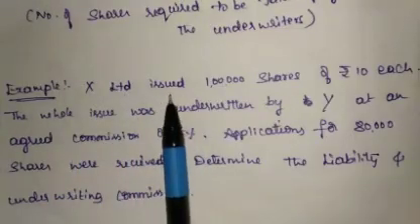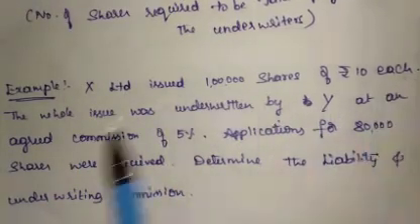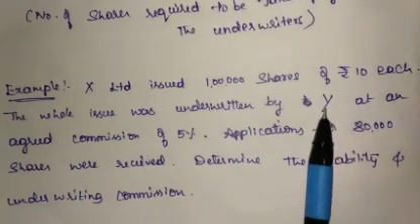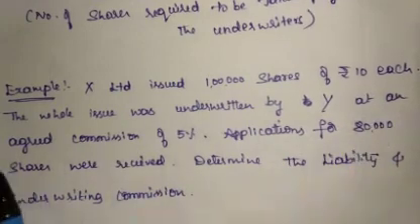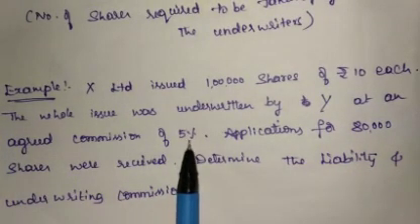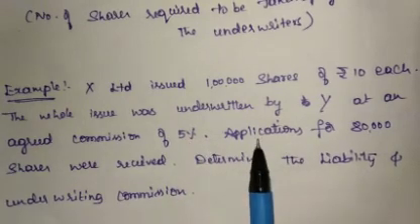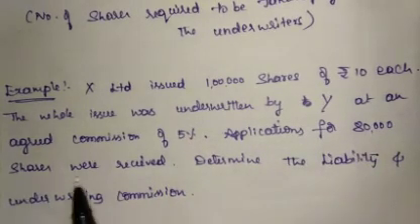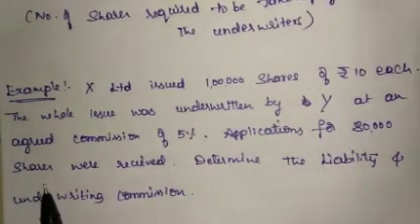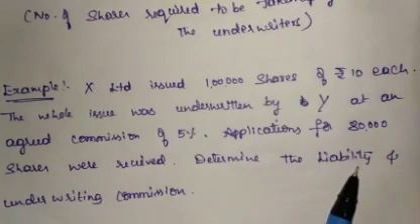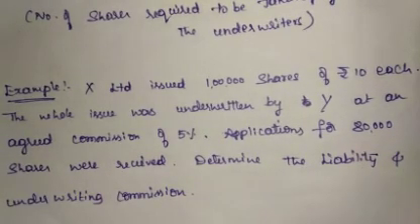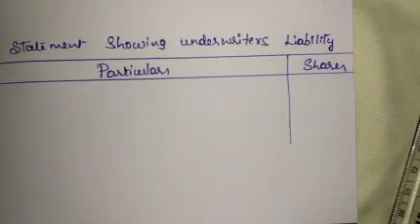X Limited issued 1 lakh shares of 10 each. The whole issue was underwritten by Y. Y is a single underwriter at an agreed commission of 5%. Commission is payable on issue price. Remember, applications for 80,000 shares were received, so from the public, 80,000 applications were received. Determine the liability of the underwriter and the underwriting commission. We'll see this. Here is a format.